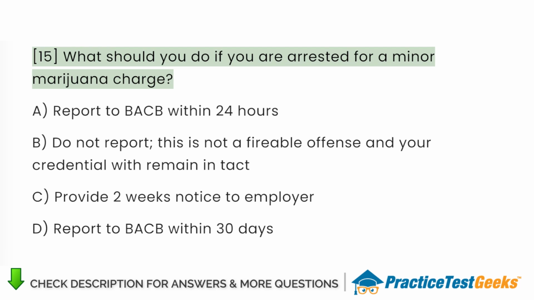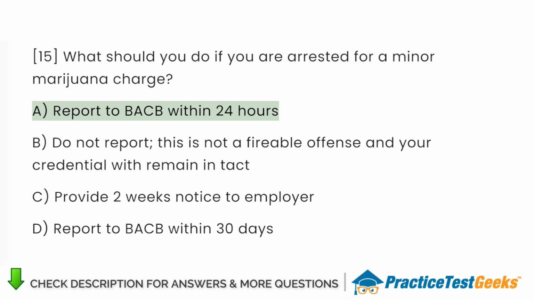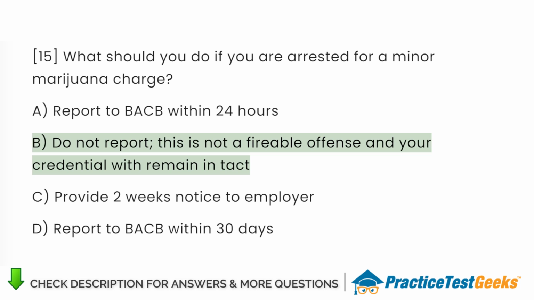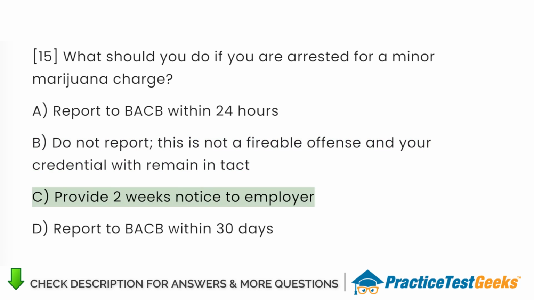What should you do if you are arrested for a minor marijuana charge? A. Report to BACB within 24 hours. B. Do not report. This is not a fireable offense and your credential will remain intact. C. Provide 2 weeks' notice to employer. D. Report to BACB within 30 days.